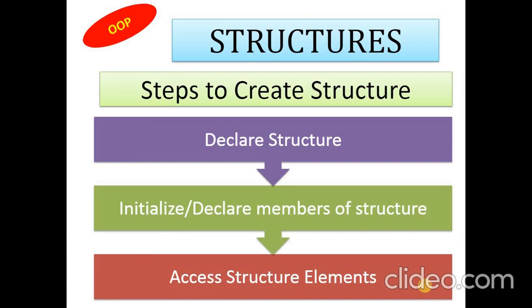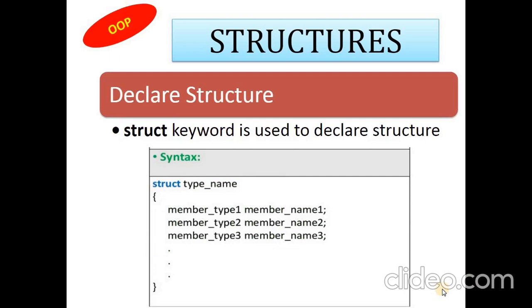Secondly, you have to declare the members of the structure and a structure variable, and finally access the structure elements or the members. So how to declare a structure? You have to use the struct keyword to declare a structure. As shown in the syntax, you have to write struct, then the name of the structure, then the members of the structure, and the semicolon after the structure completes.